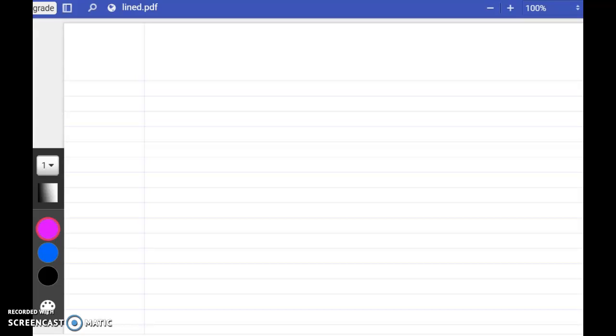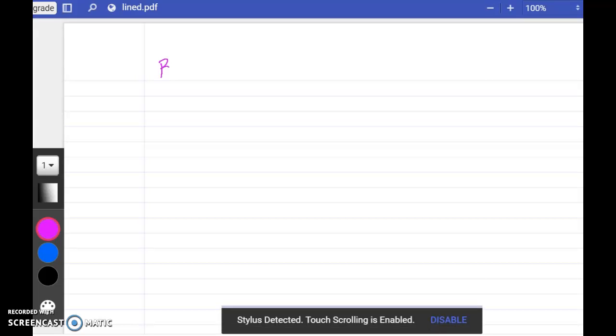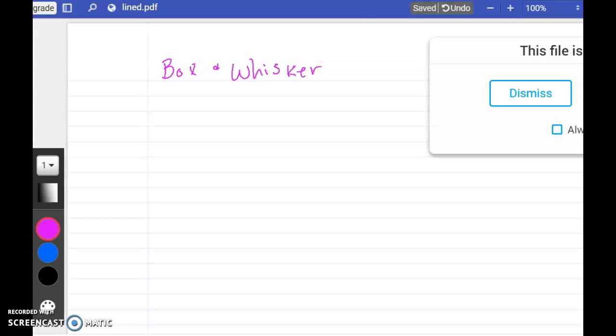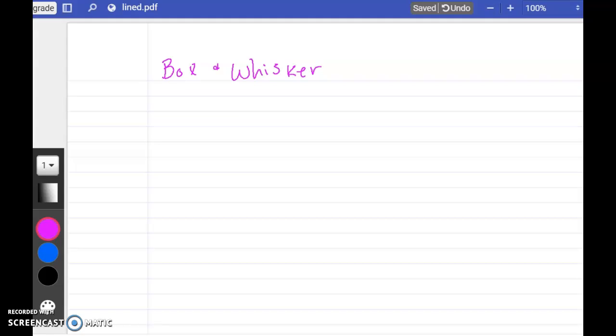All right, we are looking at box and whisker plot. And most of you, I think, have done these before. If you look at your gray and white calculator, if you have one, there are 5 data points that you need. They are the min, the Q1, the median, the Q3, and the max.